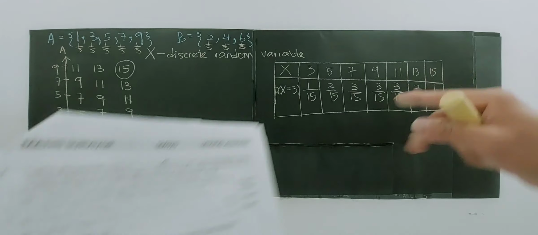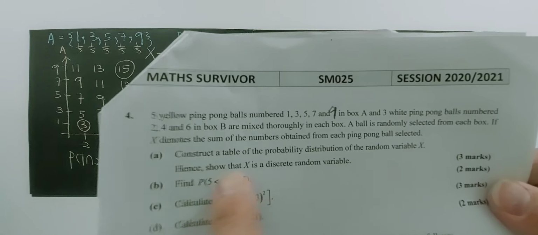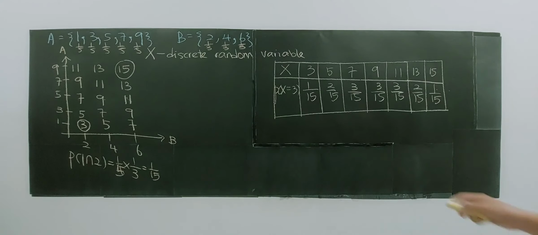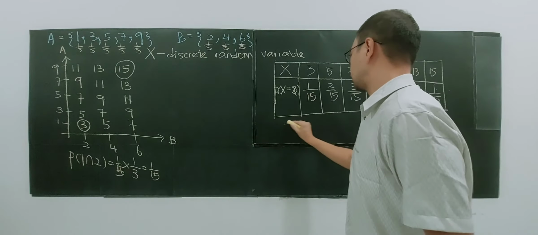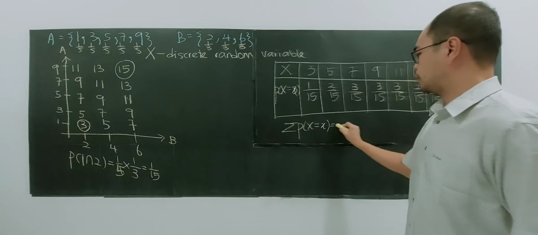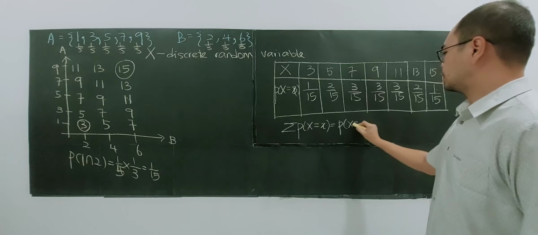That's why the question asks you to construct a table of probability distribution of random variable x. You construct it using this, and later show that x is a discrete random variable. Yes, you have to show it. You have to show that the sum of the probabilities of x.